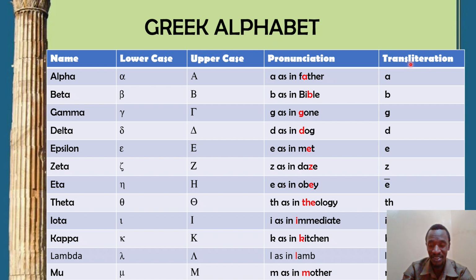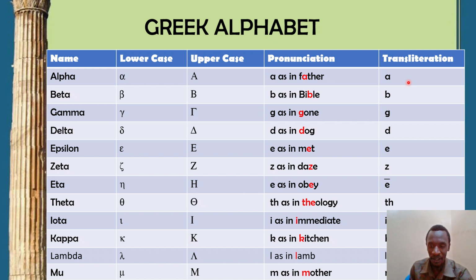Transliteration is about writing Greek in English, to help especially those who cannot read Greek. They don't know how to read Greek, but when you put it in English letters, they are able to at least read and pronounce the words. So let's now look at these letters.